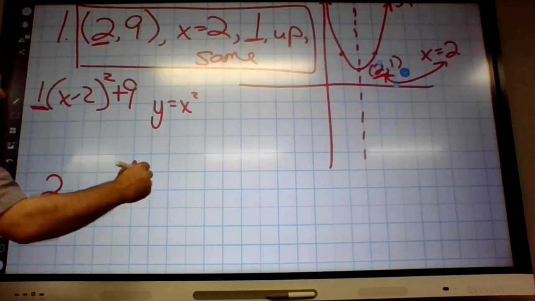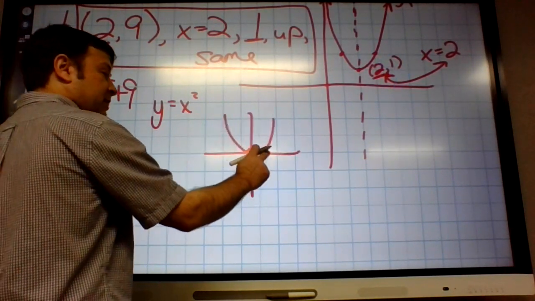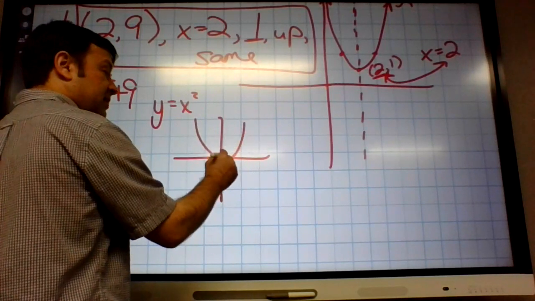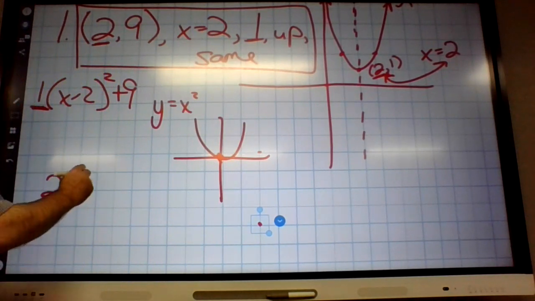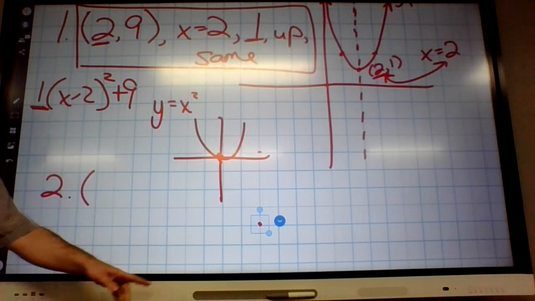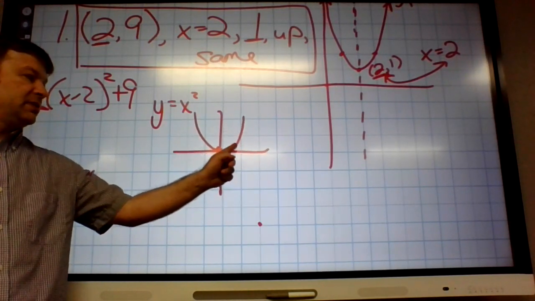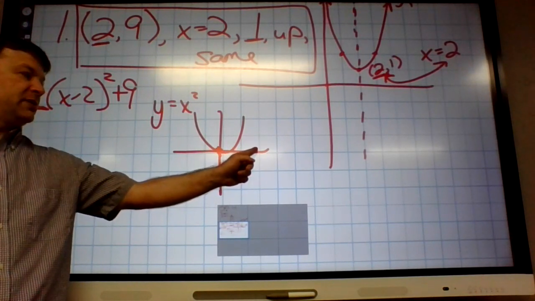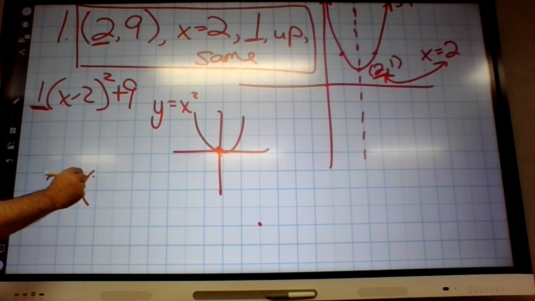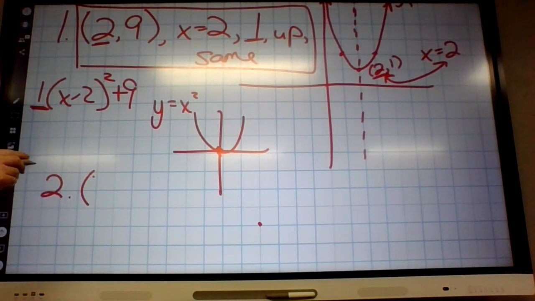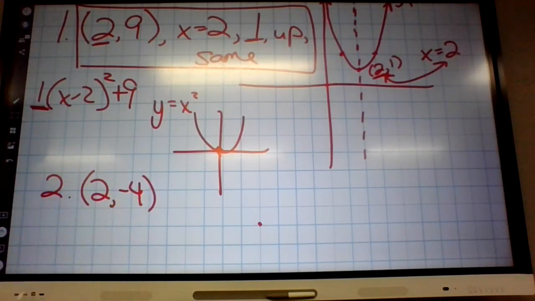Normally on a parabola, it starts at 0, 0. So if the parabola is moving right 2 and down 4, where's the vertex going to be? What point is right 2 and down 4? It'd be positive 2, right 2, and then down 4. So right 2, down 4.